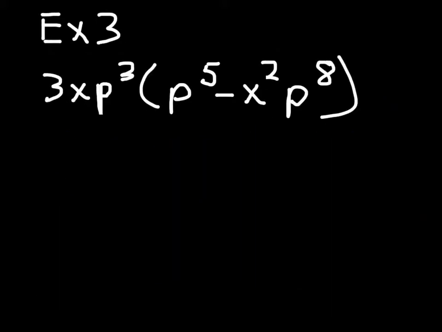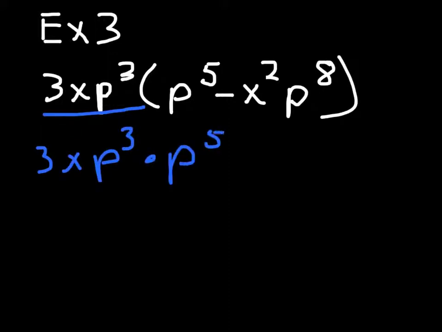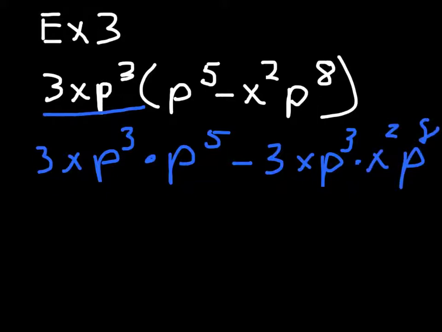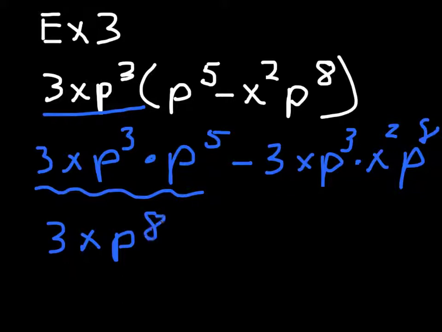All right, final example, example 3. Okay, let's distribute the 3x p cubed. So I have 3x p cubed times the p to the fifth minus 3x p cubed times x squared p to the eighth. Now do my multiplying. So I have 3x. Now what's p cubed times p to the fifth? Multiply those powers by adding the exponents. That's p to the eighth.